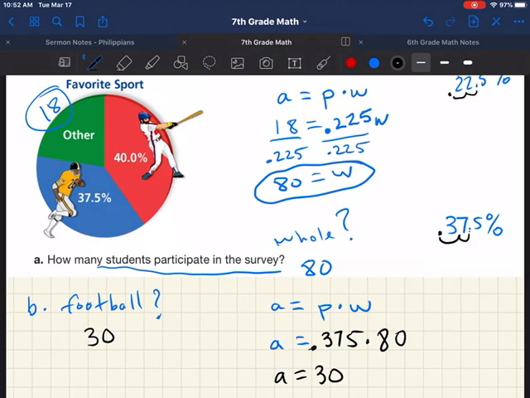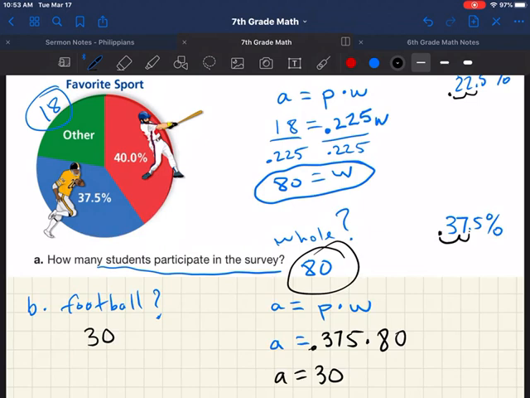Okay, so we should be able to figure out the other one very simply. So ask yourself that. Take just 1 minute, pause the video, and ask yourself how many played baseball without doing a formula or anything. How can you figure that out? Okay, well, hopefully you paused that and figured it out yourself. But if you add 30 plus 18, you get 48. And how many were total in the whole survey? Well, we figured it out right here, 80. So that leaves us with 32.